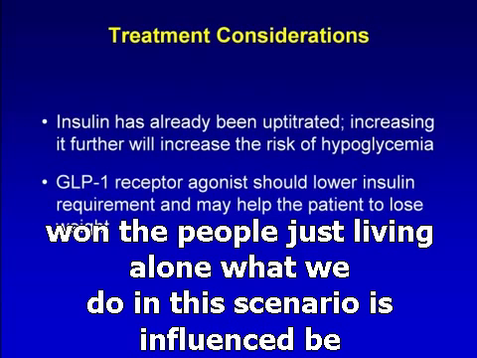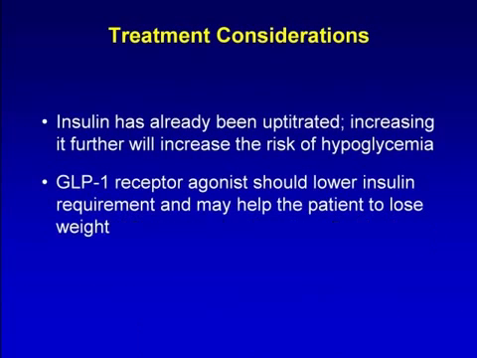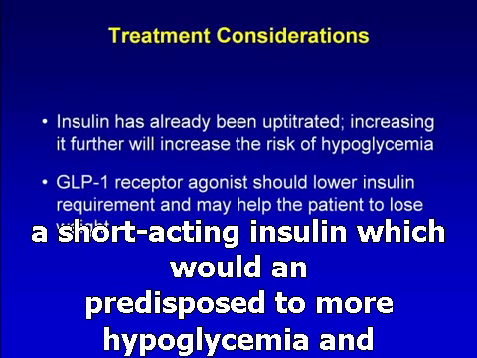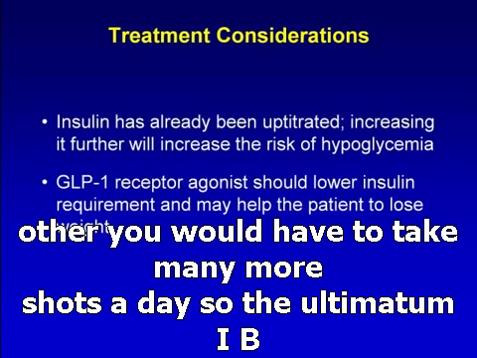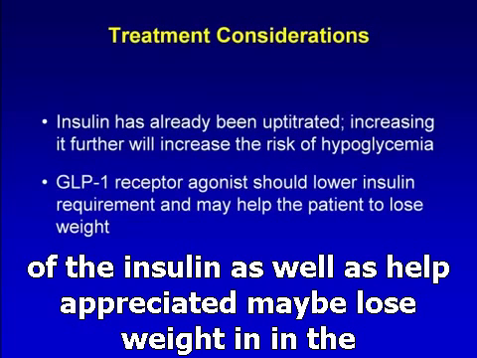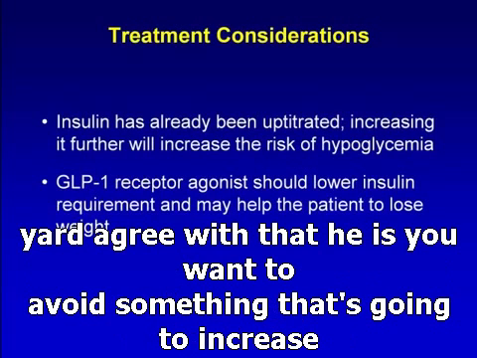In this scenario, since his insulin has been titrated up to 55 units of insulin glargine, if you were to go the insulin route, you would have to probably add a short-acting insulin, which would then predispose to more hypoglycemia, and also he would have to take many more shots a day. So the alternative might be to actually add a GLP-1 agonist to this patient, which would lower the requirements of the insulin, as well as help the patient maybe lose some weight in the long run.